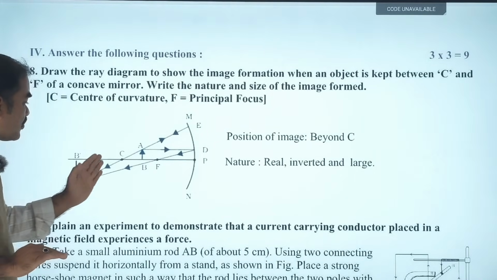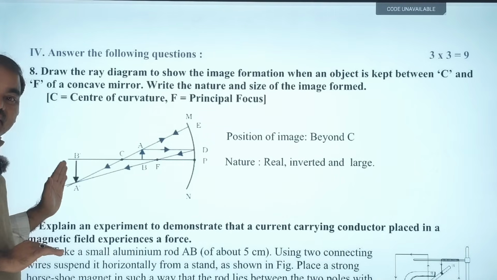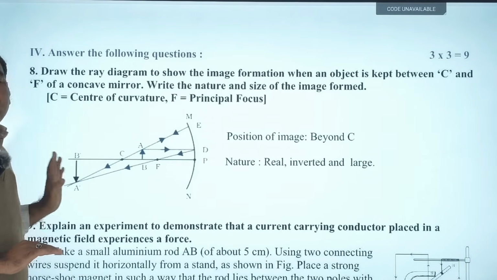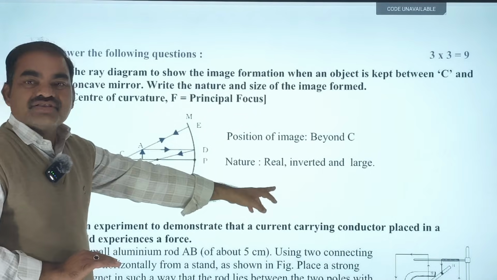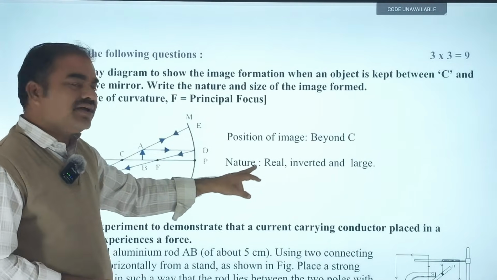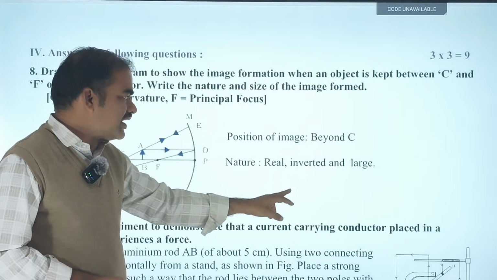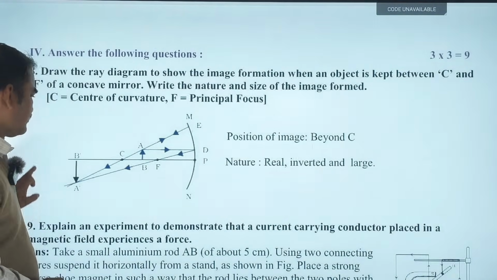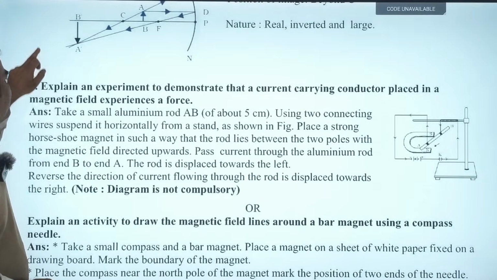Okay, and it is formed beyond C, and it is a real image, inverted and large. These 2 points are very important. The position of the image, and one more is the nature: real, inverted, and large image will be there.